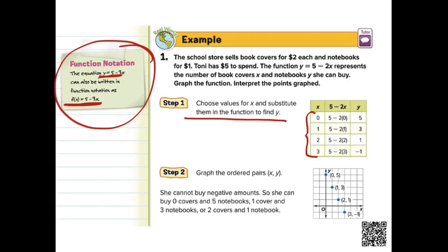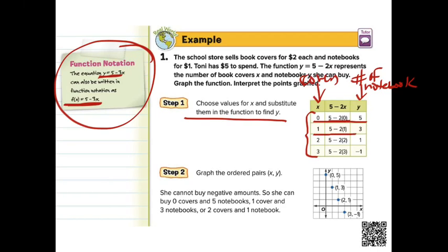Could you purchase 0 book covers? Absolutely. If she purchases 0 book covers, I have $5, take away 2 times 0, because that's 0 book covers, and she is left with a 5. Here's what that means. Y is the number of notebooks. So if I buy 0 book covers, I can buy 5 notebooks.